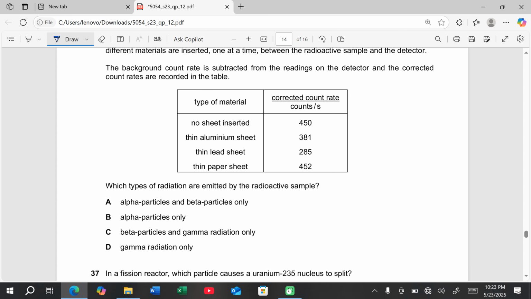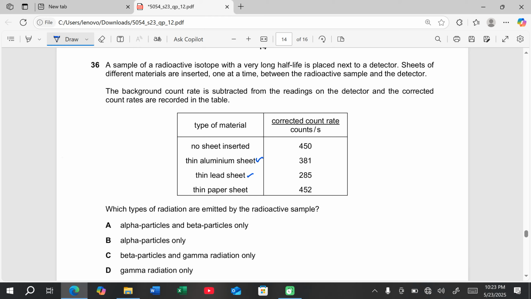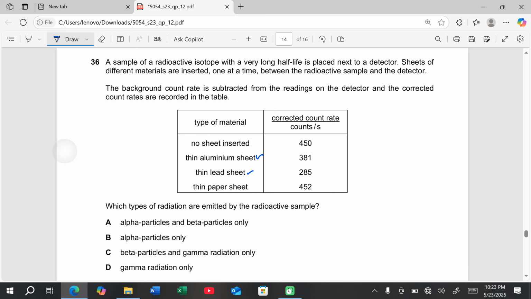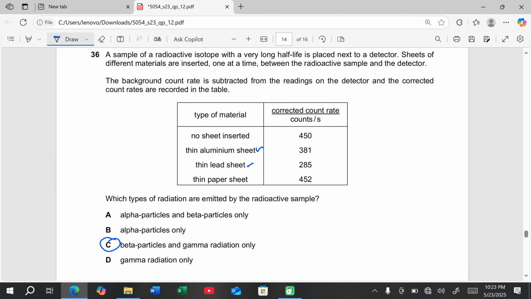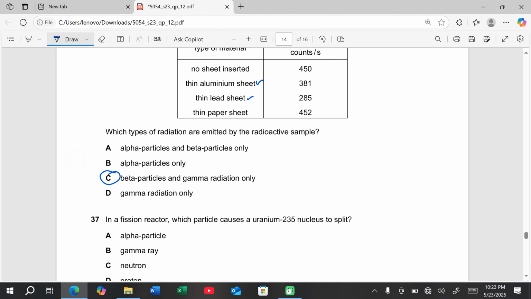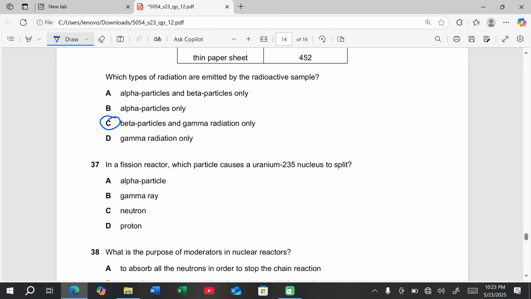Which types of radiation are emitted by the radioactive sample? Because it was partly blocked by the aluminum sheet and the thin lead, beta and gamma are present there, and since there is no change with the paper, it means alpha is not present. In a fission reactor, which particle causes the uranium nucleus to split? It is always a neutron, because the neutron is added into the nucleus of uranium, and it becomes highly unstable and it breaks.